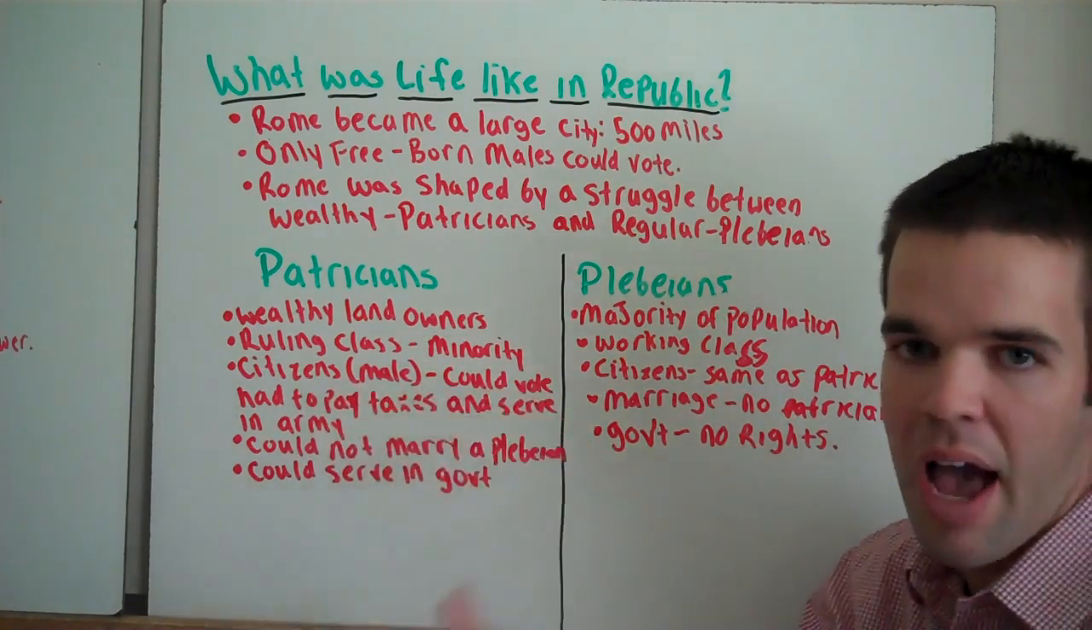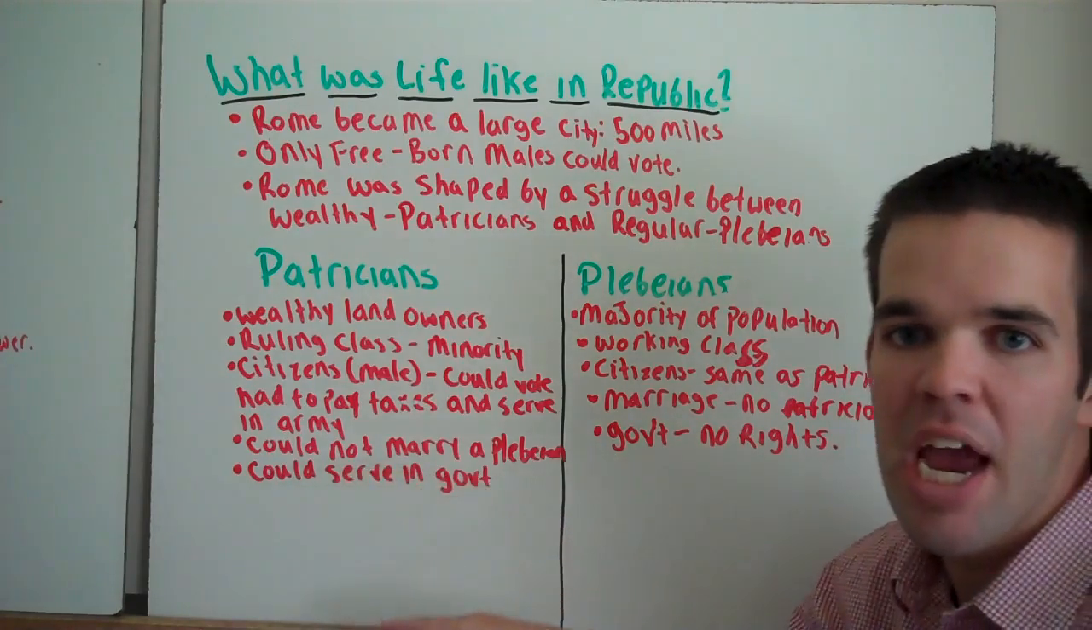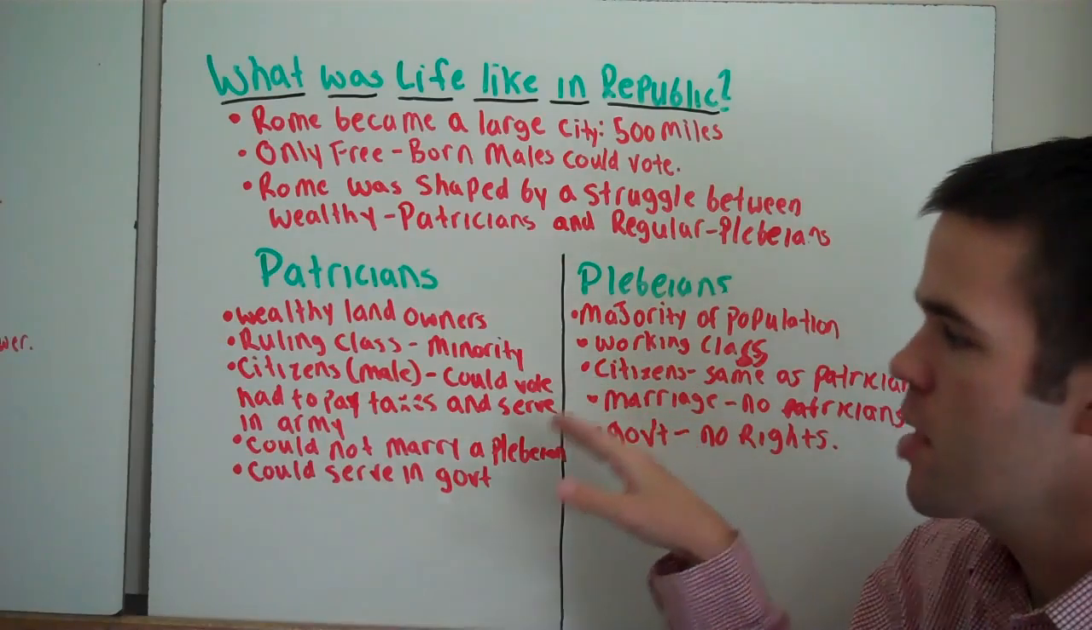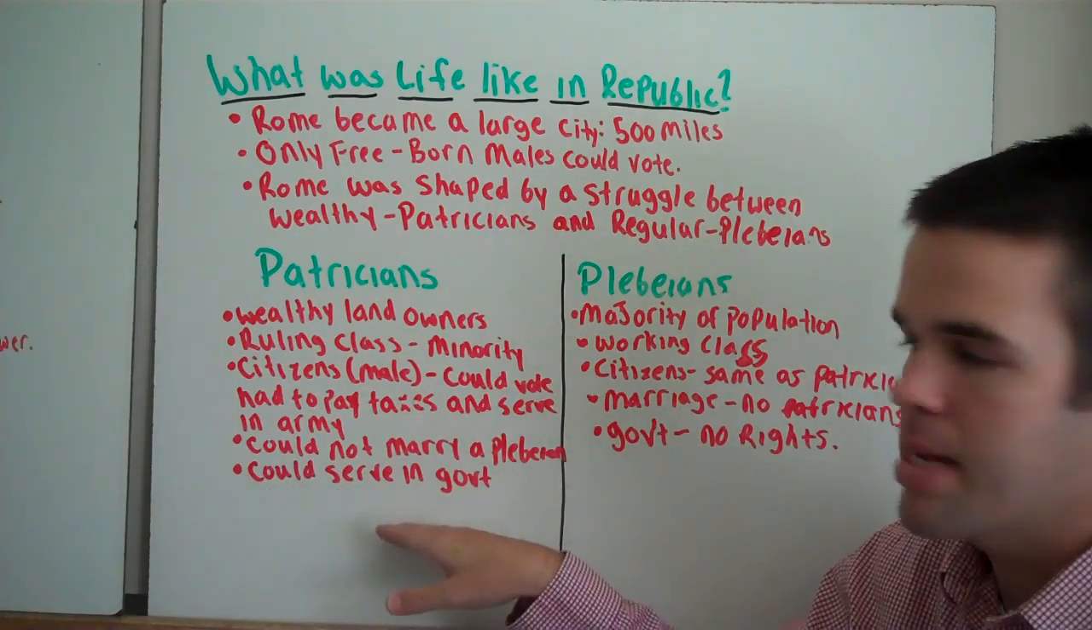Citizens had to be male. They could vote. They had to pay taxes. They could serve in the army. They could not marry a plebeian. So a patrician could not marry a plebeian. You could serve in the government.